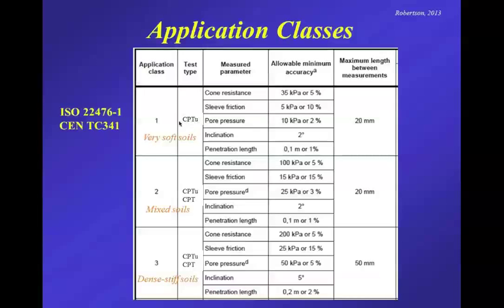And for application class 1, they recommend that it must be CPTU, so you measure tip, sleeve, and pore pressure. And that's primarily because you need that pore pressure to make the corrections to the tip resistance. And for class 2, it can either be just regular CPT, just tip and sleeve, or you could use CPTU that measures tip, sleeve, and pore pressure. And then, of course, class 3 can be either one, too.